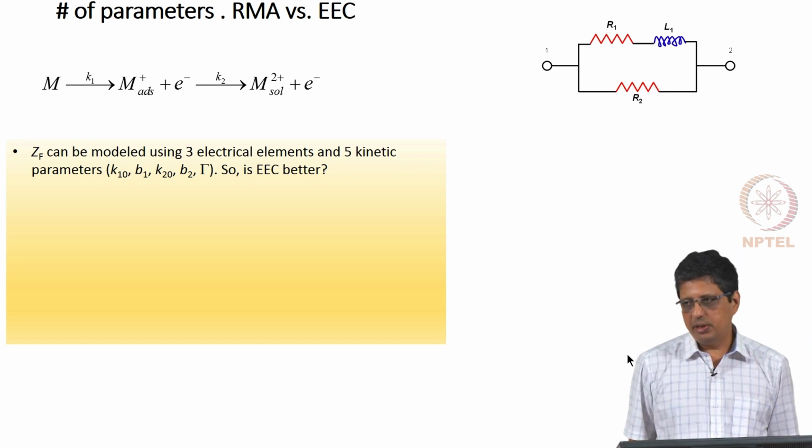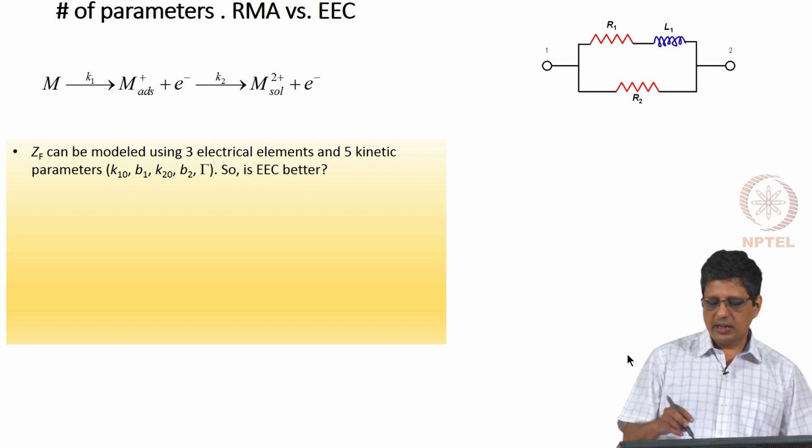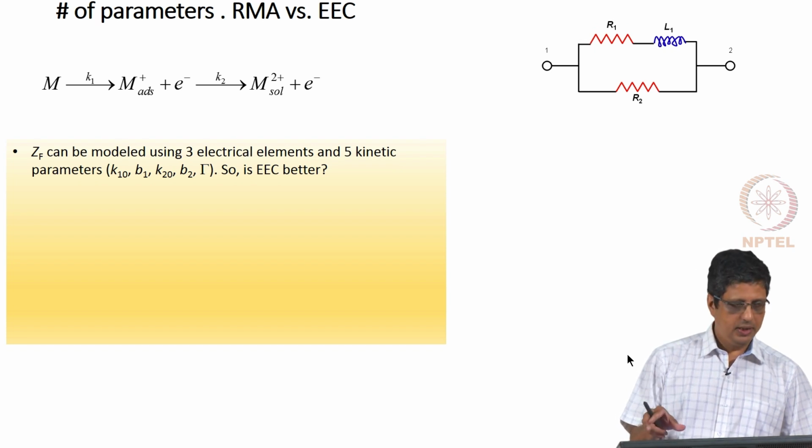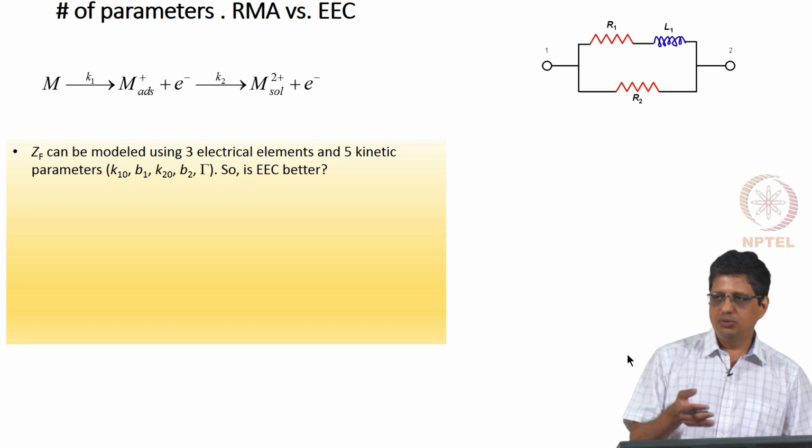And this has one adsorbed intermediate. That means you can represent it by one Maxwell element. Here I have shown you example R and L, but R and C, any of this is okay. This circuit I have given here is for the Faraday component alone. This is going to be in parallel with the double layer capacitance, and you may have solution resistance.